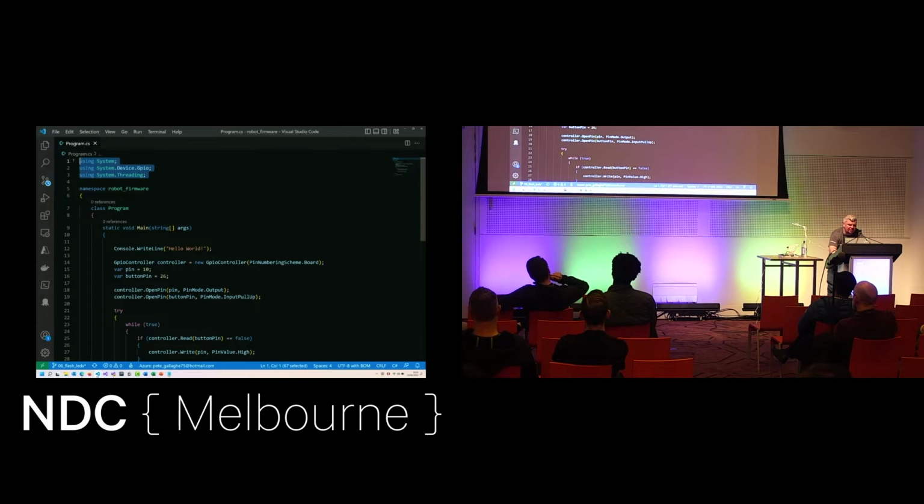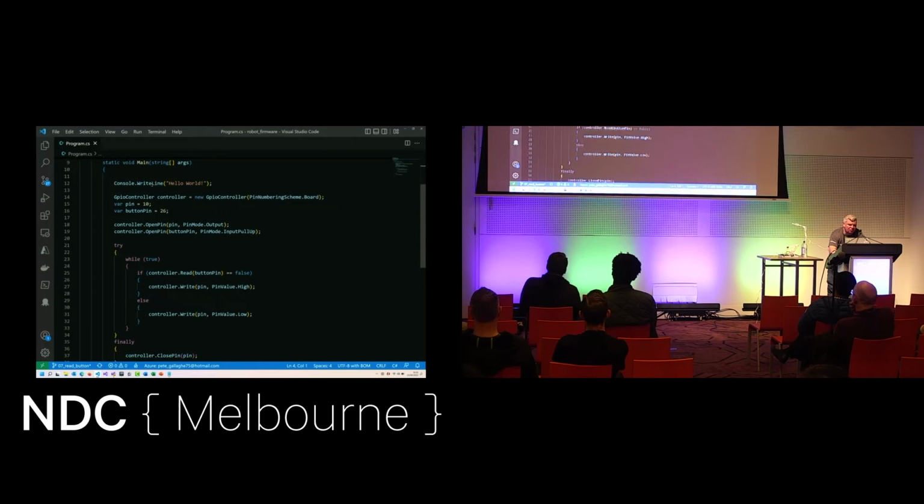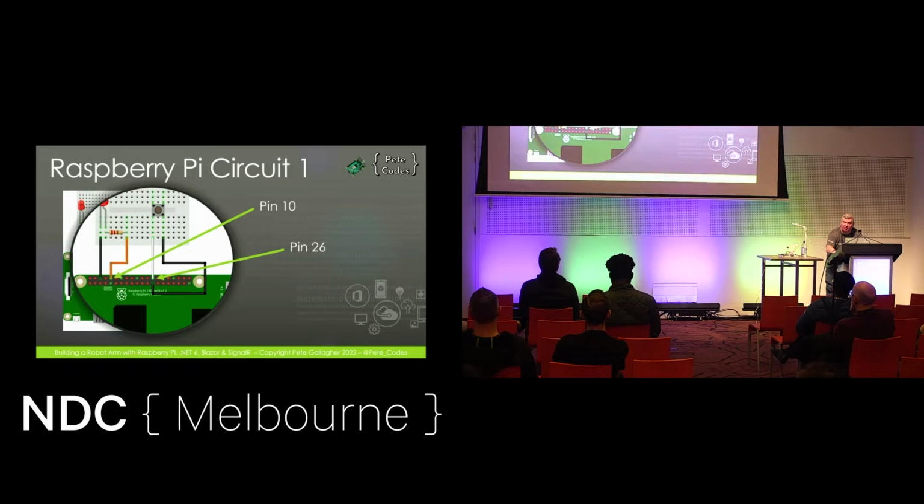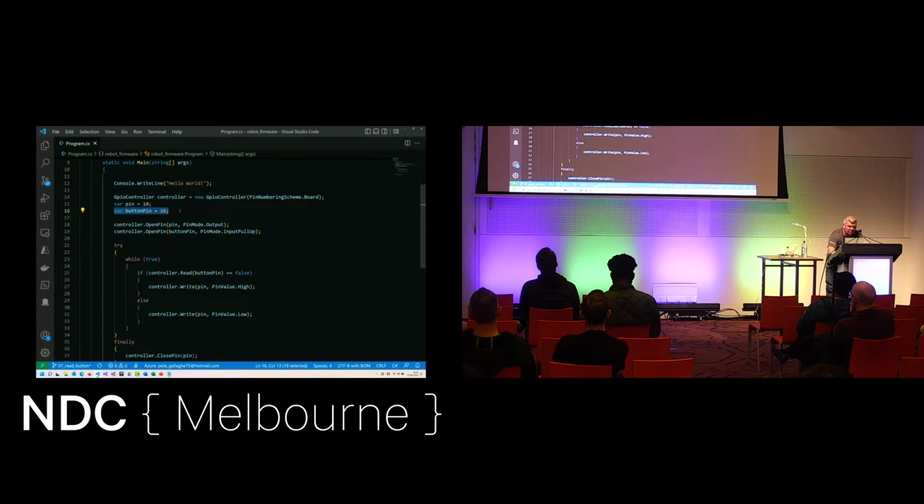Everything at the top is exactly the same. Scrolling down, we've got a new little variable we've created, button pin on 26, and you'll see that's what we've got there. And then we open that button pin, and here is where we're using that input pull-up, if you remember me mentioning before.